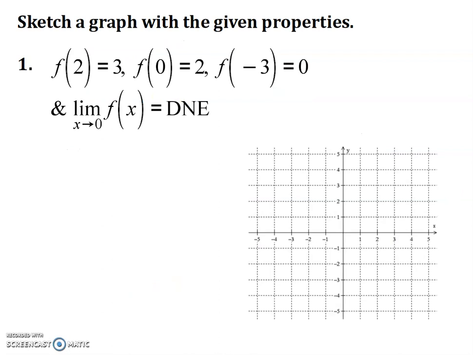Sketch a graph with the given properties. So they tell us f of 2 is 3, so that means we have the point (2, 3) on the graph. f of 0 is 2. So I'd have (0, 2), and then my last solid point would be (-3, 0). So I'm going to go ahead and graph all three of these.